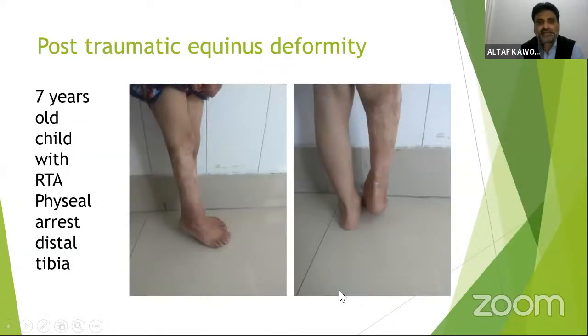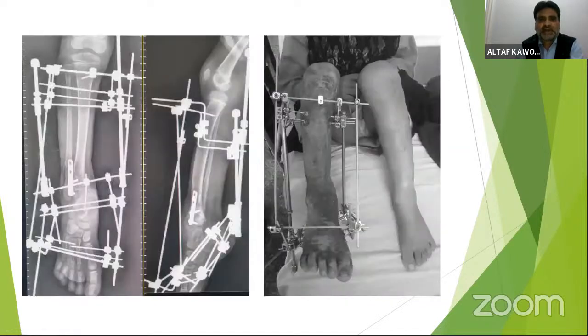And a nice result. Similarly, I have another child, 7 years old, again a road traffic accident, who had a simultaneous traumatic arrest of the distal tibia. Here we again applied the fixator and at the same time did physiodesis. The talus here is almost 180 degrees, and this is posterior differential distraction within the fixator. We were able to get a plantigrade foot.